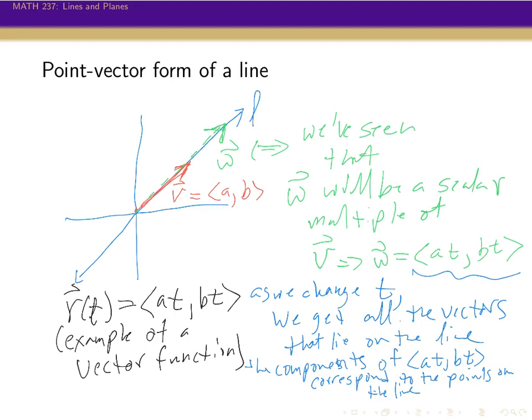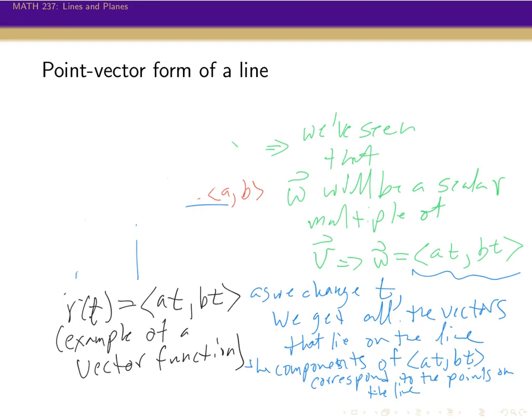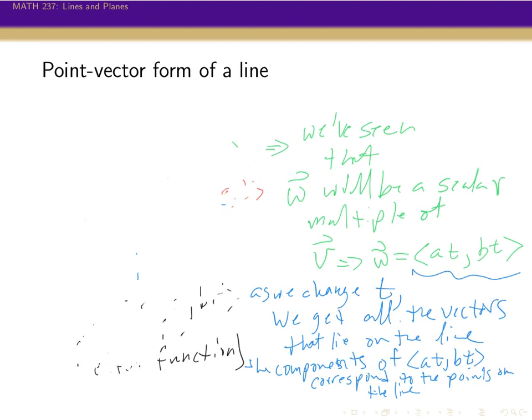Okay. And so this works for lines that go through the origin. But of course there are lots of lines that don't go through the origin. So what can we do for that? Let's see if I can get my big eraser going. There's the big eraser. Okay, so let's clear out space. And now let's try and do the same sort of thing for a line that doesn't go through the origin.